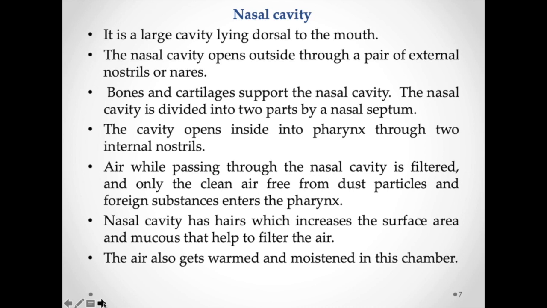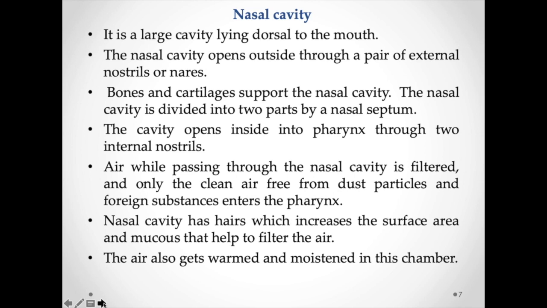Let us talk about the nasal cavity. The nasal cavity lies dorsal to the mouth. It opens up with a pair of external nostrils or nares. Bones and cartilages support the nasal cavity. The nasal cavity is divided into two parts by a nasal septum. The cavity opens into the pharynx through two internal nostrils. So we have two kinds of nostrils: external nostrils that you can see outside, and internal nostrils.